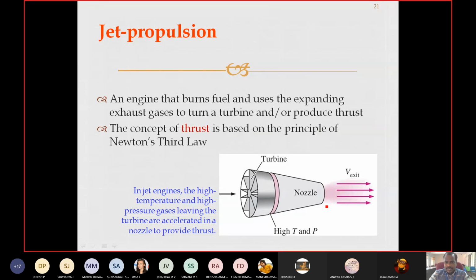this jet propulsion is a working application of Newton's third law, also the first law. Right, so this is the turbine. Then we have the nozzle. Then we can control the exit velocity with the use of these components in jet engines. In jet engines, the high temperature and high pressure gases leaving the turbine are accelerated in a nozzle to provide the thrust. So we can control the thrust with the use of these nozzles.